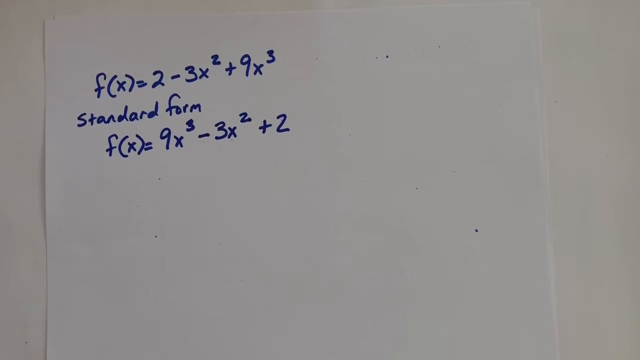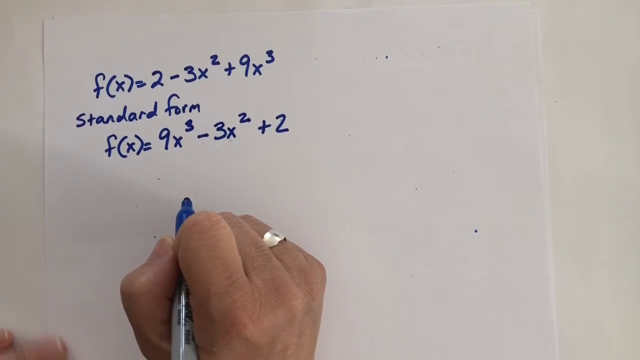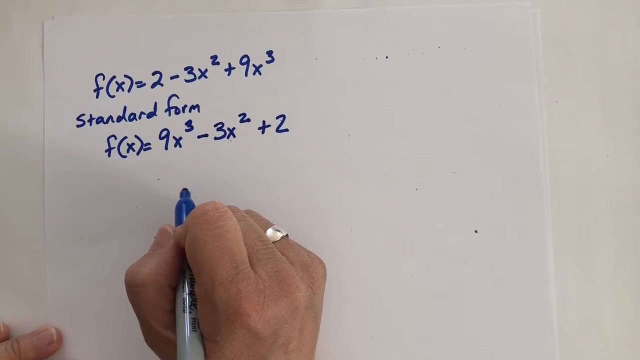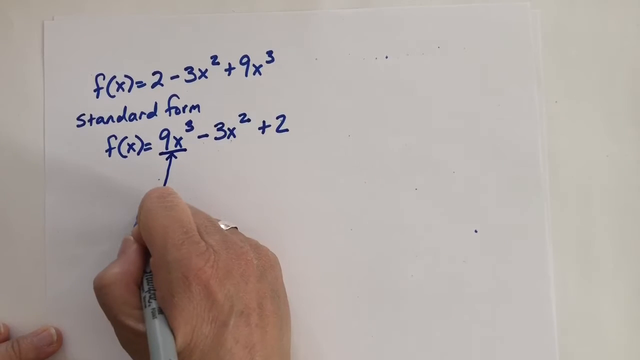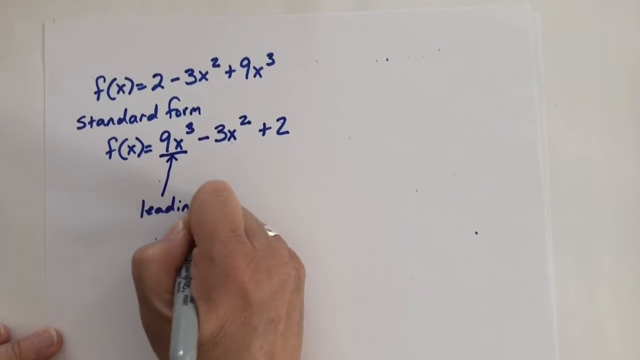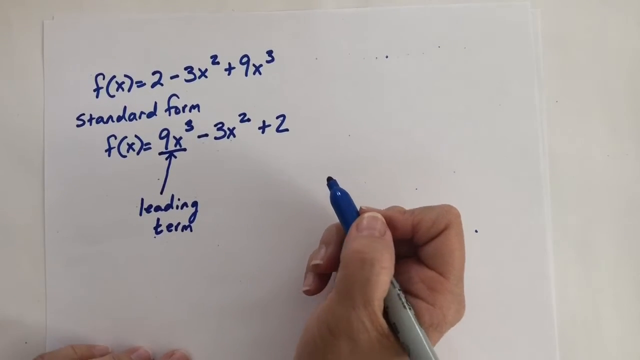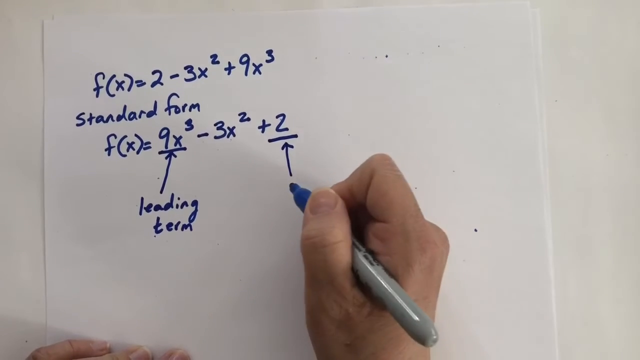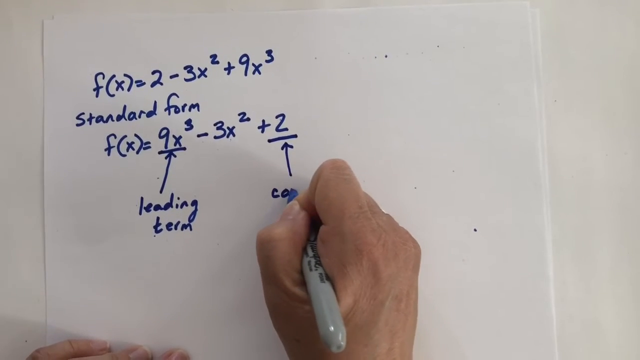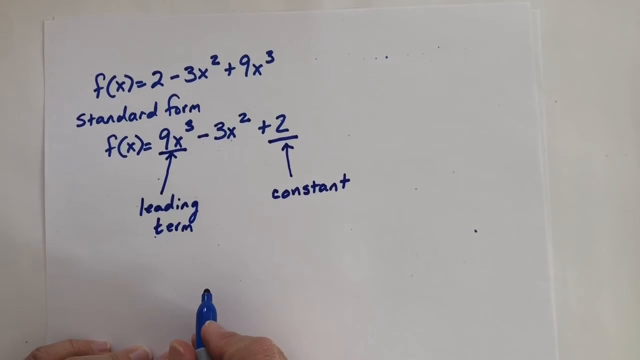Also very important when you're talking about polynomials is the leading term. The leading term is the term of highest degree. And if it's in standard form, it would be first. So this 9x cubed is our leading term. And the constant is written last, and the constant is the term that doesn't have any variables on it. It's just the plain old number. So the constant for this particular function is 2.